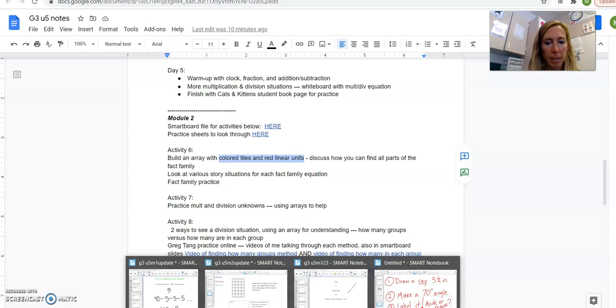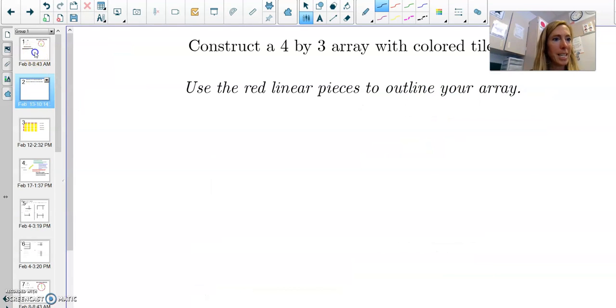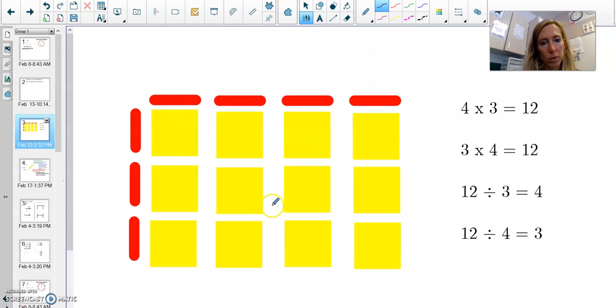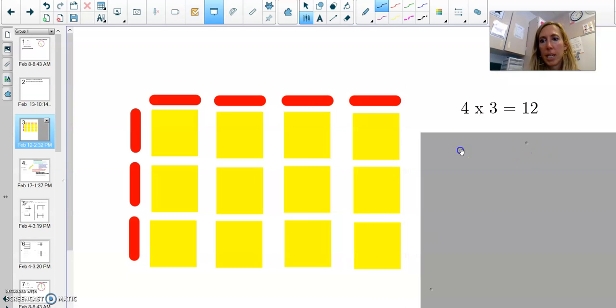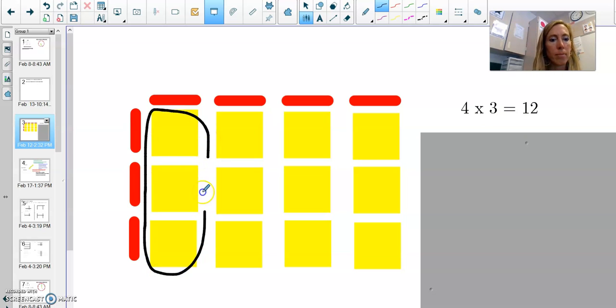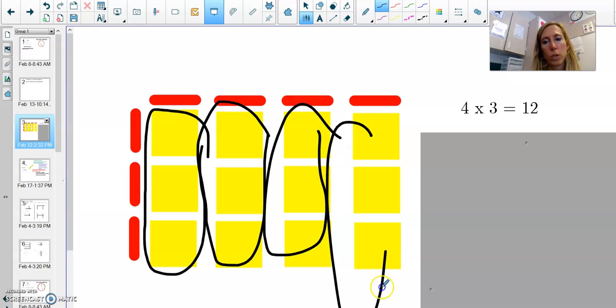And what do I mean by that? If I go to Module 2 and I scroll up, you will see, again, a warm-up, and then me saying, go ahead and construct a 4x3 array with your colored tiles, and then they'll try to do it, and then you show them, okay, this is what it looks like. And out of this array, we can come up with 4 equations. One of them is 4 groups of 3 is 12. Right? I have 4 groups of 3, and I can actually circle it with them. 1 group of 3, 2 groups of 3, 3 groups of 3, 4 groups of 3.